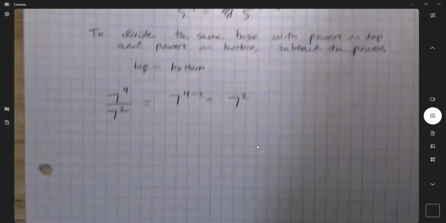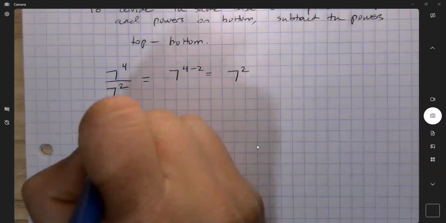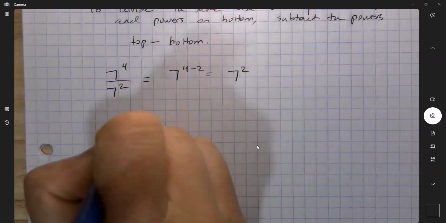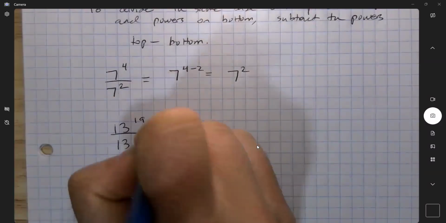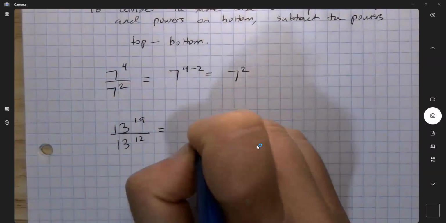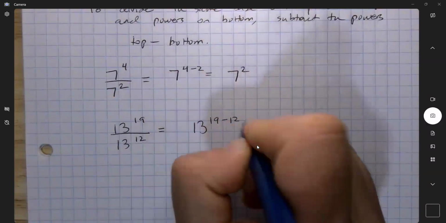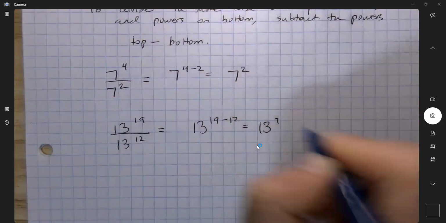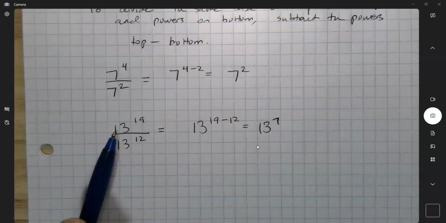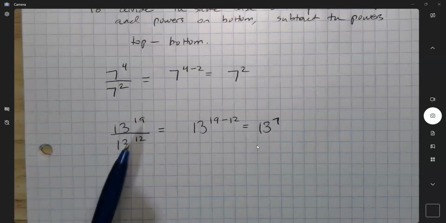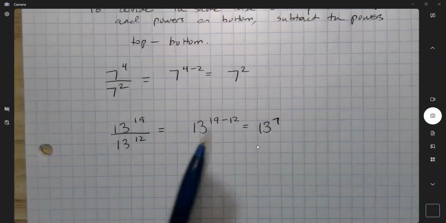It doesn't really matter how big your numbers are. I could have 13 to the 19th power divided by 13 to the 12th power, and that's going to be 13 to the 19 minus 12, which is 13 to the 7th power. You can check this if you wanted to sit down and write out 13 multiplied by itself 19 times, and then divide that by 13 multiplied by itself 12 times. After cancellation, you'd have 7 13s left.